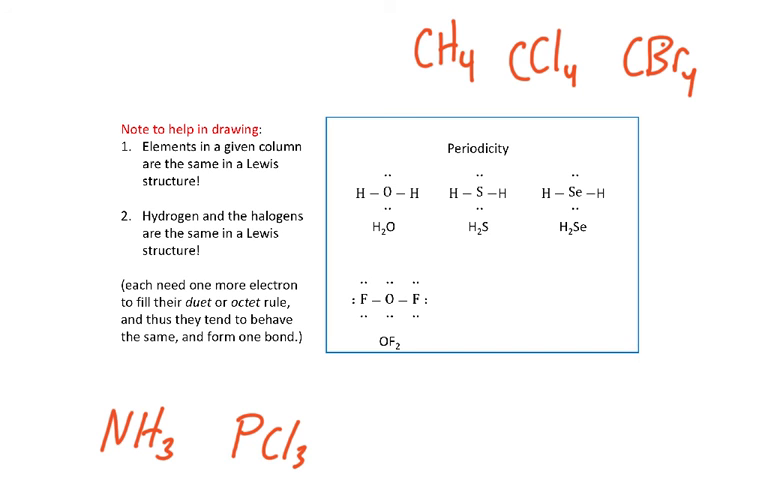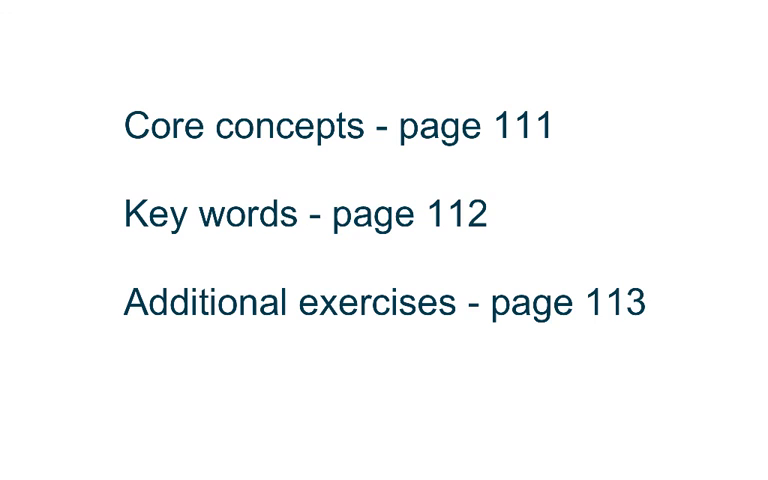Okay, so that wraps up 3-4, and that actually wraps up all of chapter 3. In your textbook, on page 111, you will find all of the core concepts from each section. Starting on page 112, you will find all of the key words and terms from this chapter. And starting on page 113, you will find additional exercises to work on.